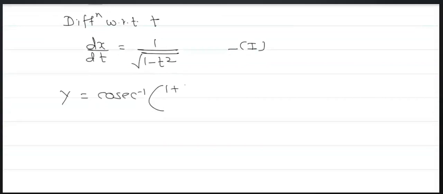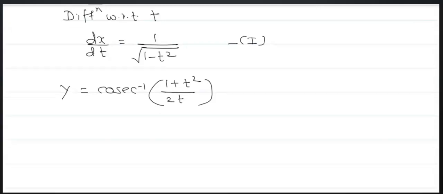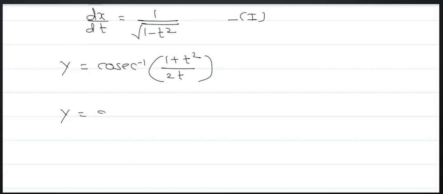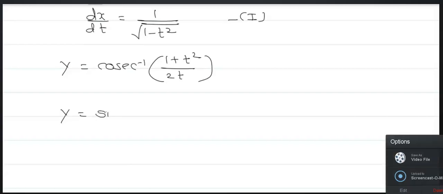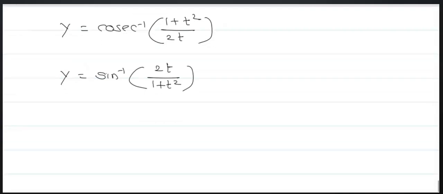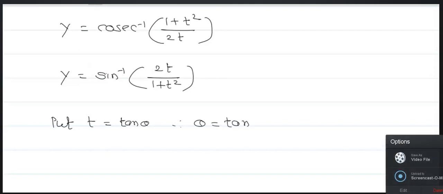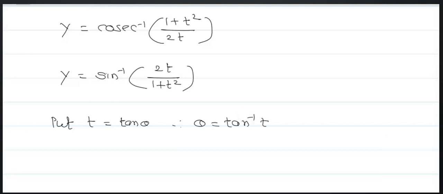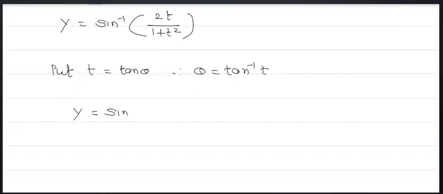y is equals to cosec inverse of 1 plus t square upon 2t. Now this can be converted, that is, the cosec inverse of 1 upon x is the sine inverse of x. Therefore, we can convert it, its reciprocal is a sine. Therefore, sine inverse of 2t upon 1 plus t square. Now put t is equals to tan theta. And 2 tan theta upon 1 plus tan square theta is the sine of 2 theta. Therefore, theta is equals to tan inverse of t. Therefore, y is equals to sin inverse of 2 tan theta upon 1 plus tan square theta.